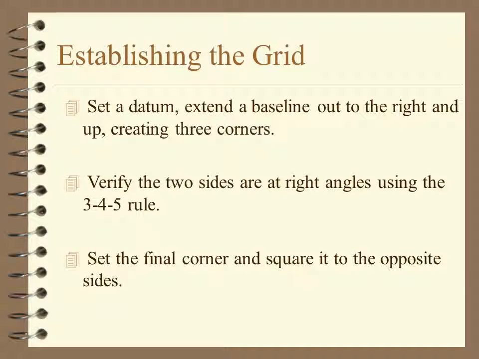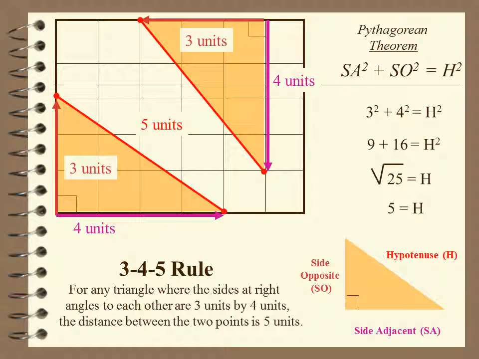Once your datum is set up and your baseline is extended to the right and up, or east and north, you verify that these two sides are at right angles using what Garner likes to call the 3-4-5 rule. And this is what the 3-4-5 rule is all about. Once you extend your X and Y axis, you then measure 4 units out and 3 units up. Once you've taken those measurements, your hypotenuse or long side of that triangle should be 5 units. If it isn't, you may have to adjust your X and Y coordinates. Or I'm sorry, your X and Y axes.